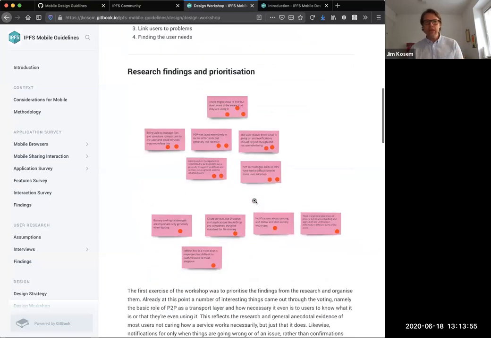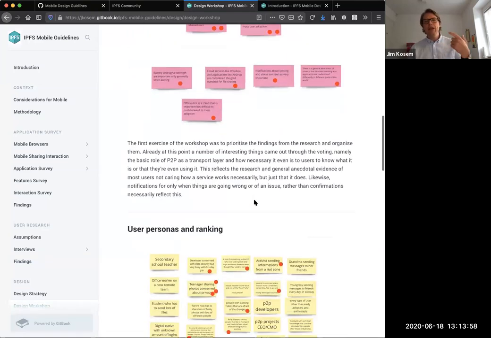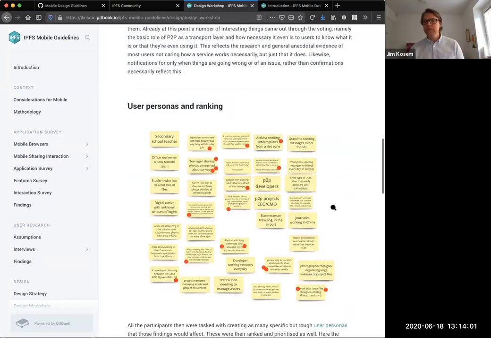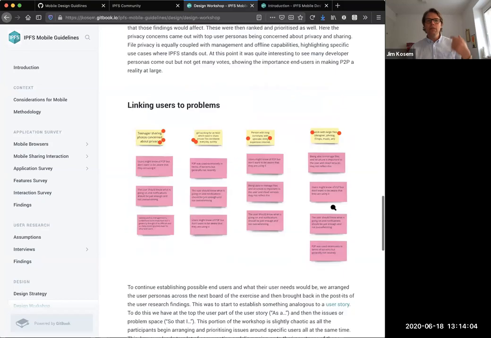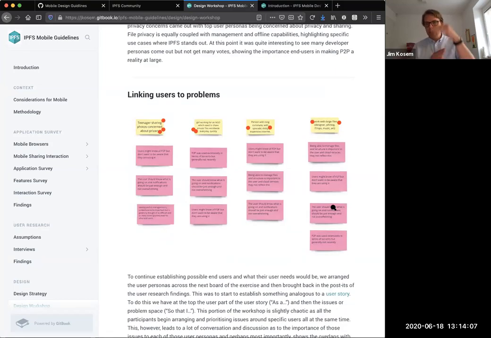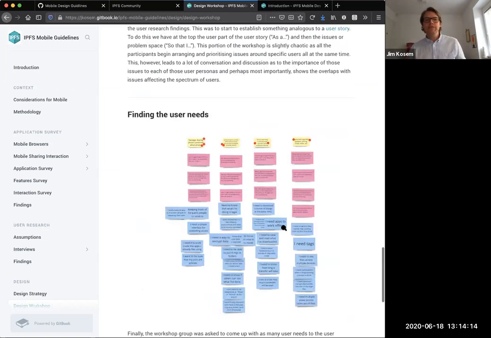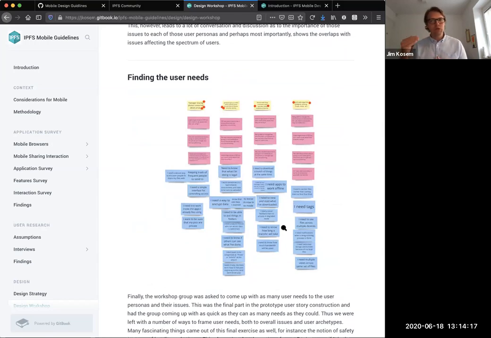You can see a bit of that here: prioritizing that, then building out their needs, building out some user personas and ranking them. And then finally, linking those users to problems. So again, keeping the user as the focus, and then bringing up those different problems and questions and attaching them. And then finally, we built out what you could call proto user stories to help frame the design. So it's: as a role, the person that would be using some sort of IPFS mobile application, what they need, the thing they want to accomplish, and then the reason for that.